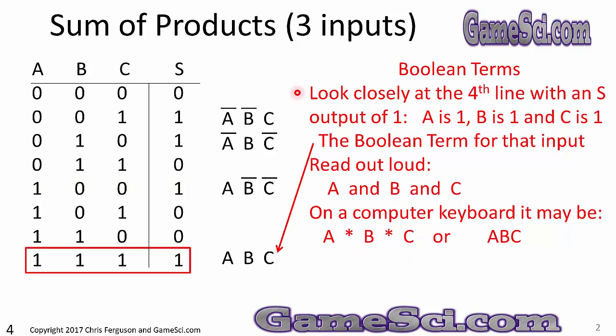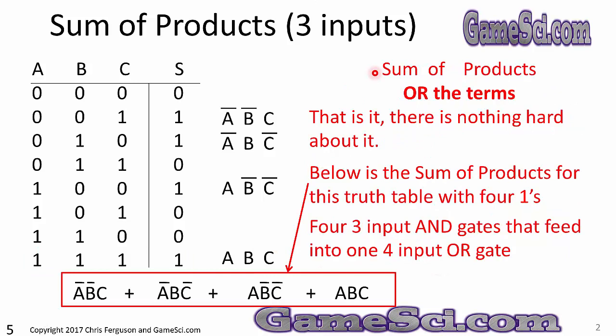Look closely at the fourth line of the truth table with an S output of 1. A is 1, B is 1, C is 1. The Boolean term for that input read out loud is A and B and C. On a computer keyboard, it might be typed this way. Sum of products, or the terms together. That's it. There's nothing hard about it.